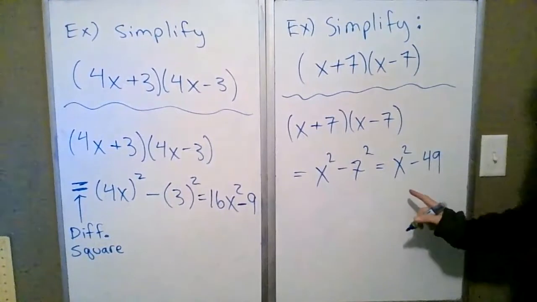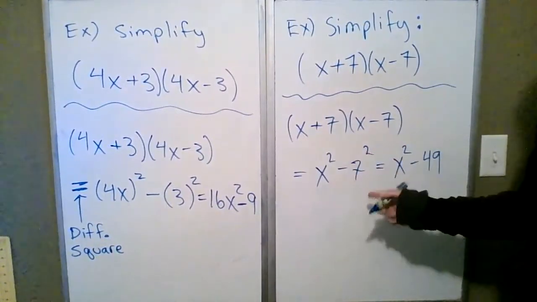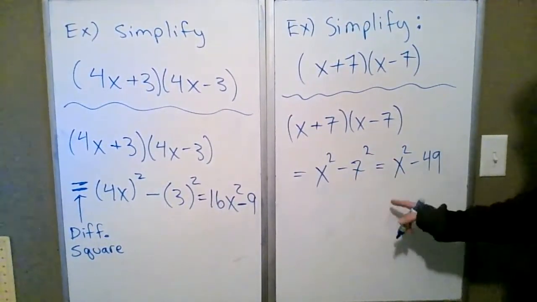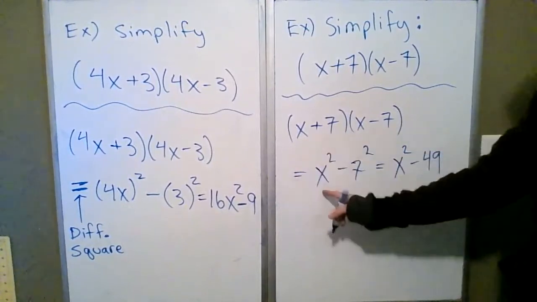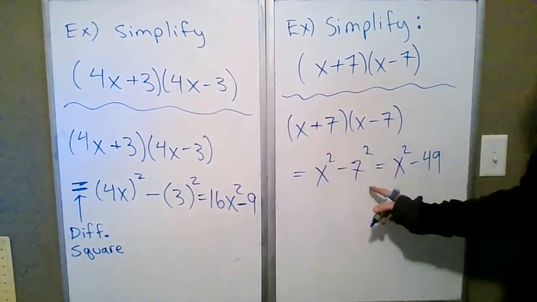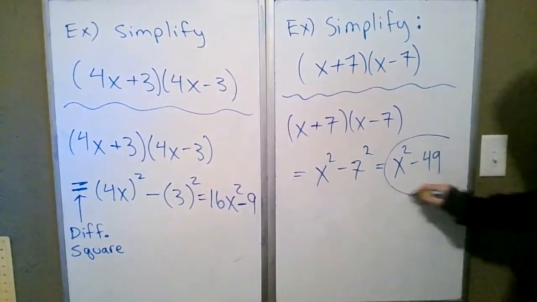It's really nice when you've memorized this difference of squares formula, because you don't have to do any squares or foiling or anything. You just jump to the first term squared minus second term squared, and just rewrite that. It's quick.